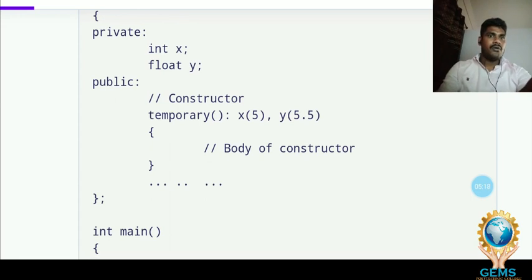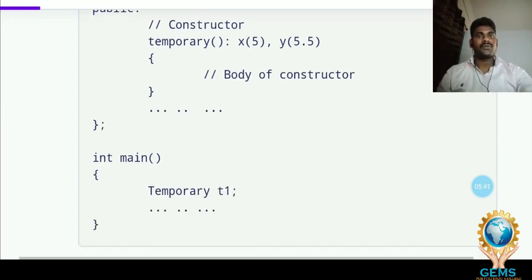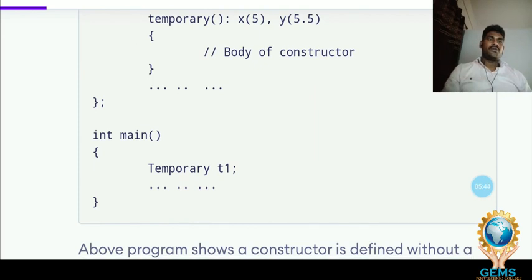Now, in public mode, the constructor name is Temporary. Two values are assigned by the constructor, x equals 5 and y equals 5.5. This is the body of the constructor. The body of the constructor is empty, nothing is there. We are only creating the constructor in a base class.